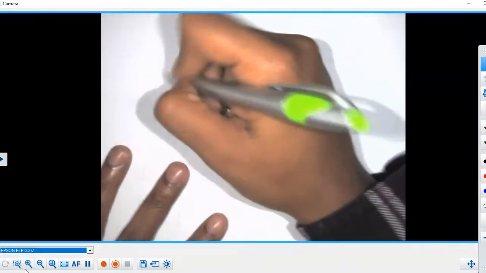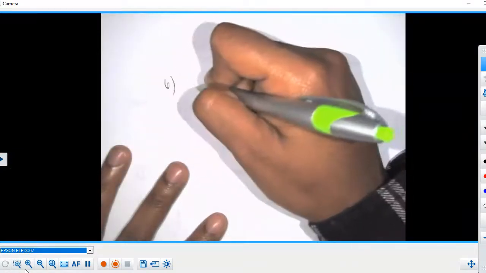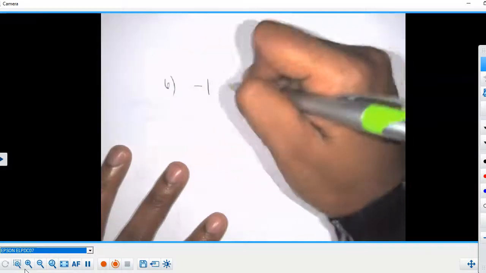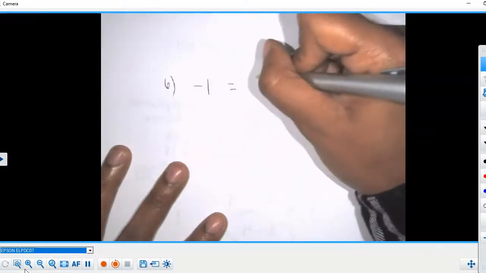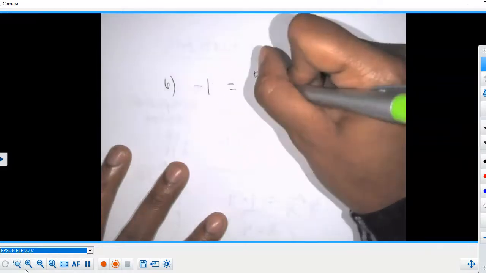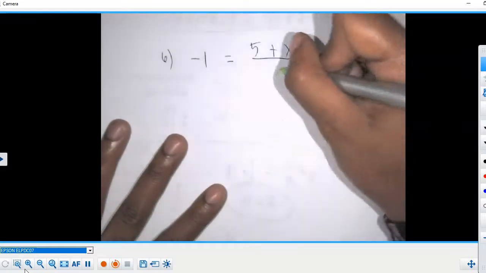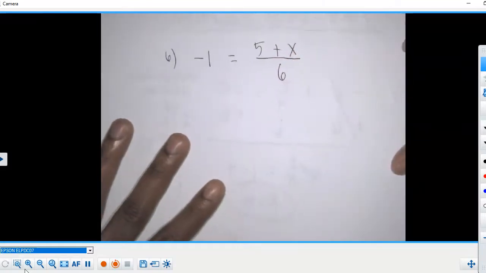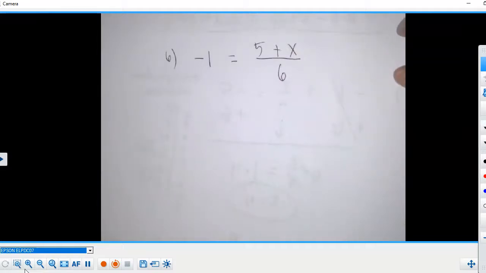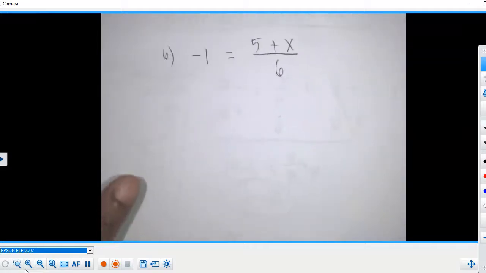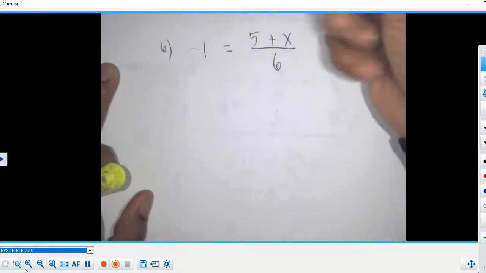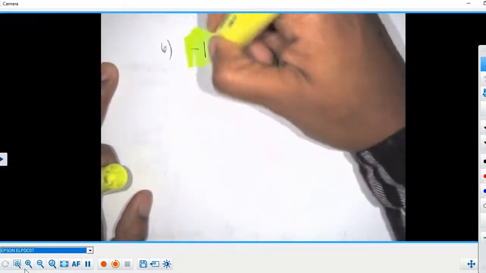I'm going to jump around. So let's look at number 6. We'll keep going in order just because of the way certain ones look. This is number 6 off the worksheet. This is negative 1 equals 5 plus x over 6. Now this is one of the ones that's very interesting. I want to highlight this whole problem, because this is the one that breaks the rule.